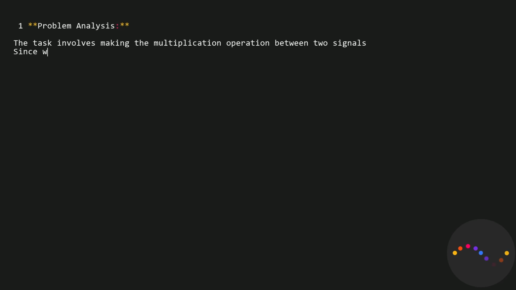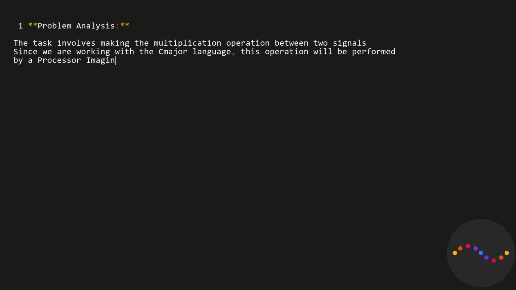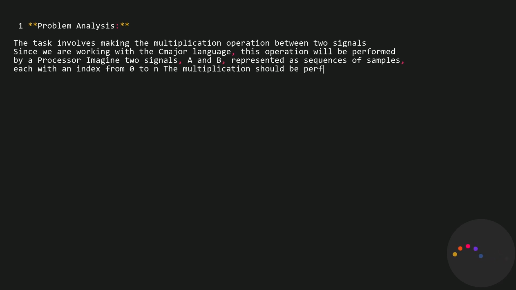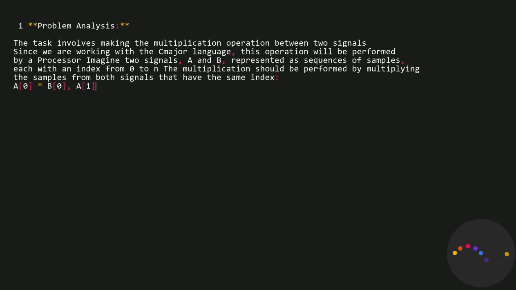Since we are working with the Cmajor language, this operation will be performed by a processor. Imagine two signals, A and B, represented as sequences of samples, each with an index from 0 to n. The multiplication should be performed by multiplying the samples from both signals that have the same index: A0 multiplied by B0, A1 multiplied by B1, to An multiplied by Bn.